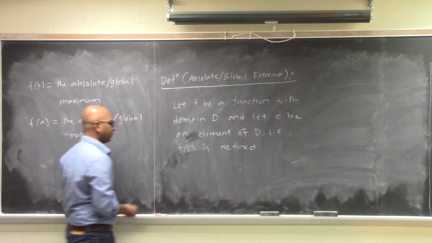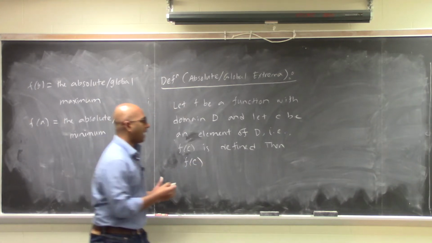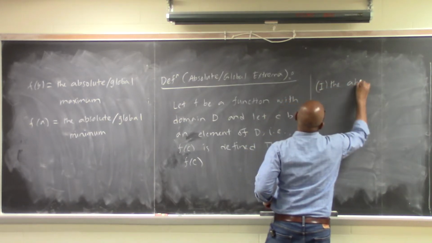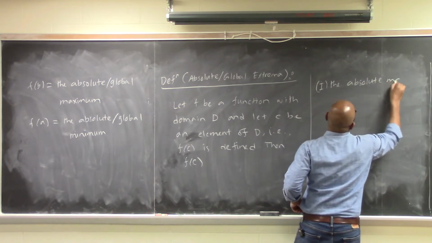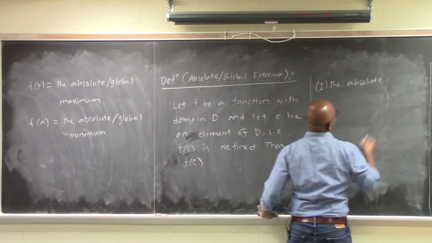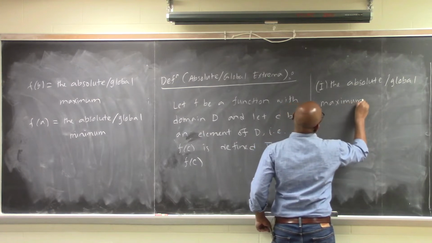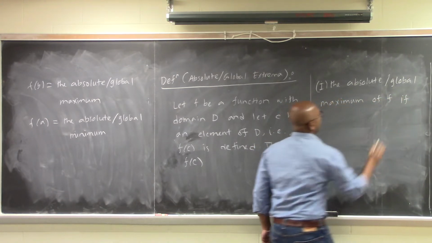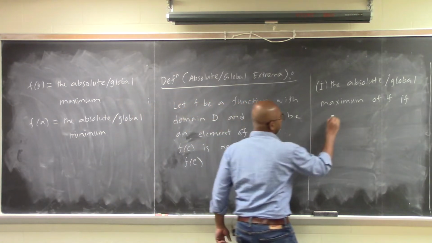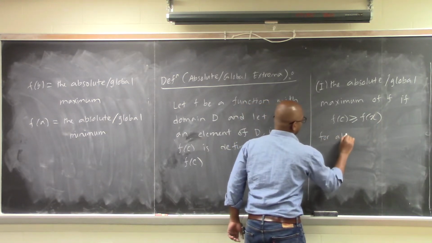Okay, then f of C is the absolute maximum. Okay, so it will have two parts. It's the absolute, let me also include global, absolute slash global maximum of f if the value at C is bigger or equal to every other value, right? If f of C is bigger or equal to f of x for all x in D.